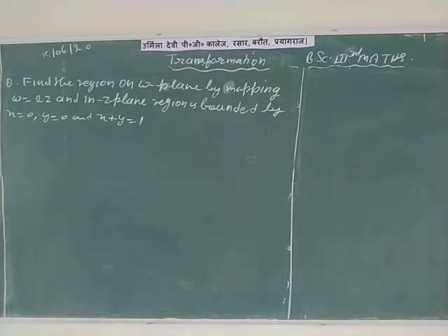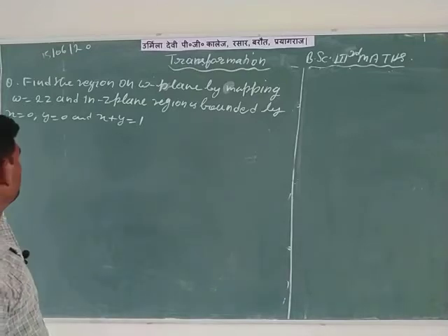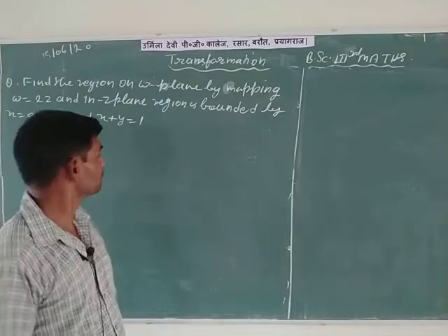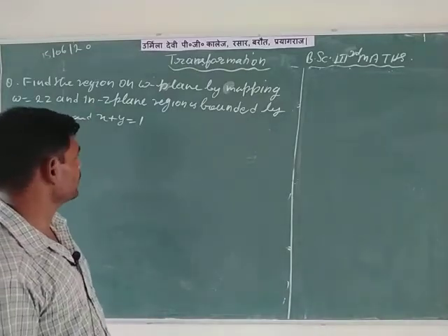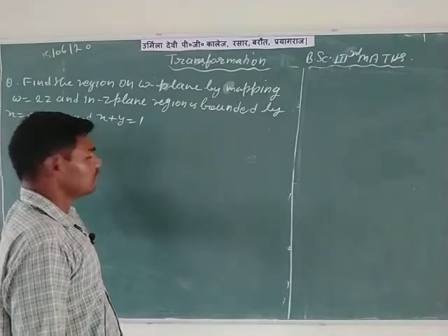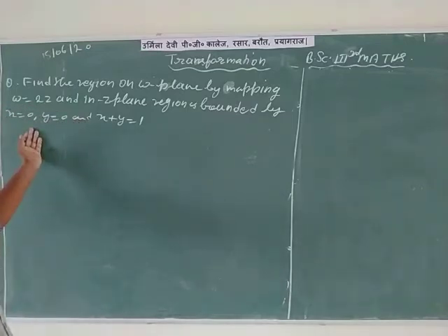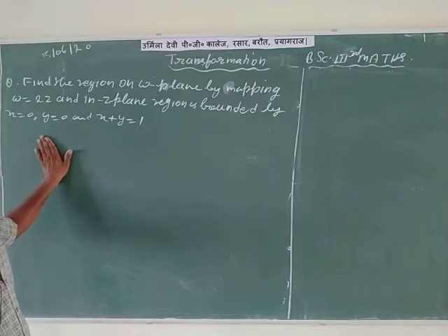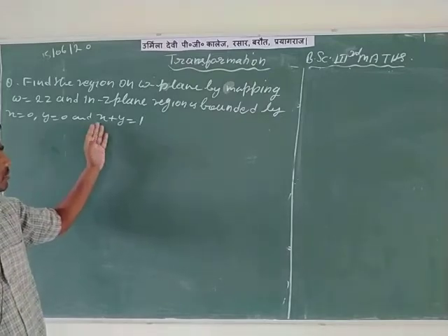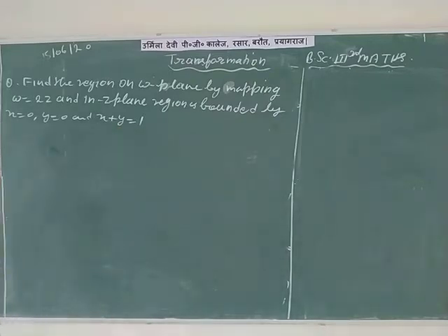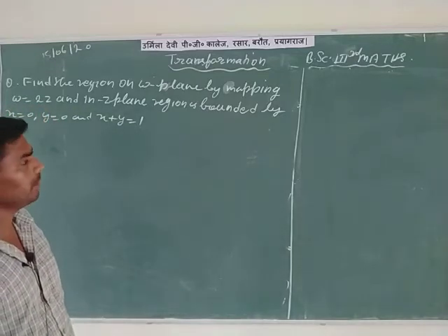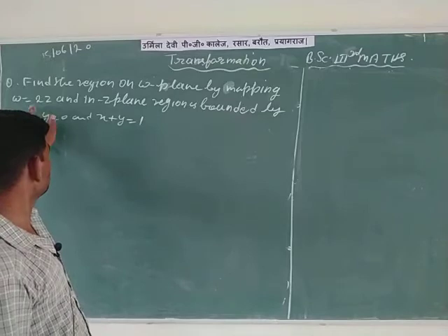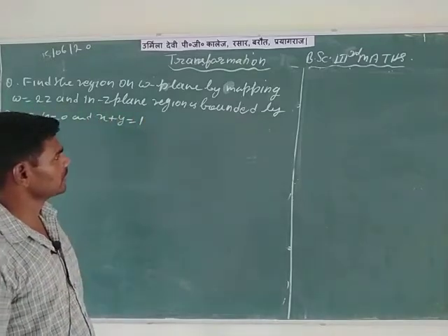In this question, find the region on the W plane by the mapping W is equal to 2Z, where in the Z plane the region is bounded by the following conditions: x is equal to 0, y is equal to 0, and x plus y is equal to 1. This type of mapping is called a magnification mapping.